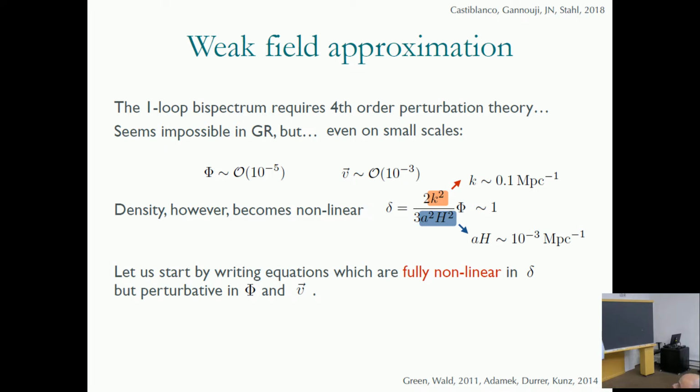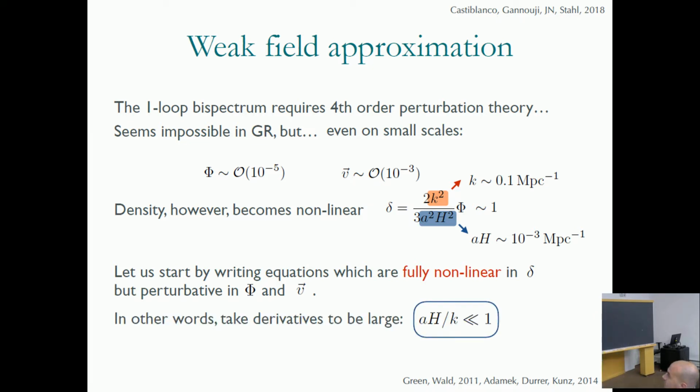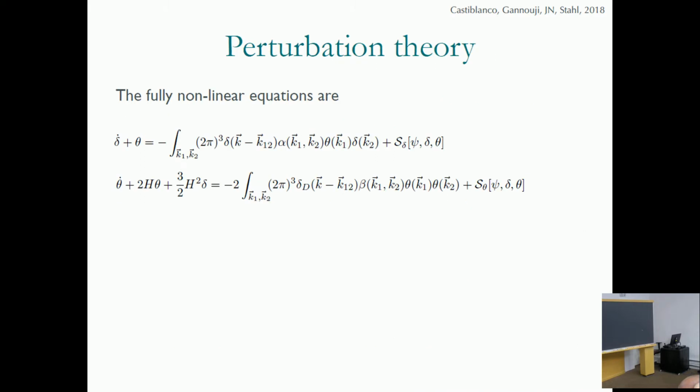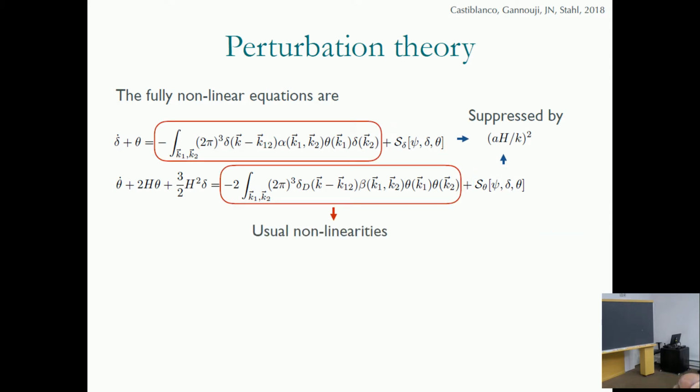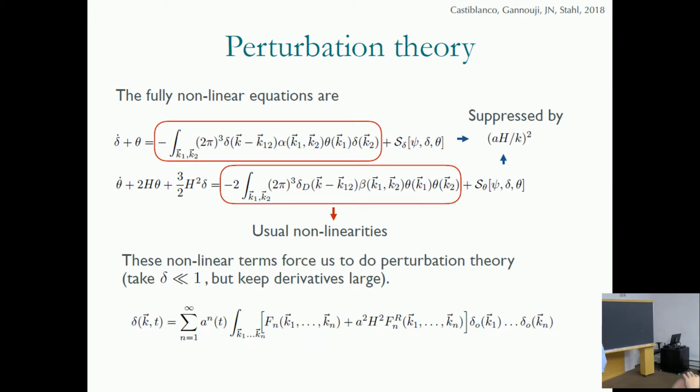Okay? So now we can write equations which are fully nonlinear in delta, but perturbative in this, using the so-called weak field approximation. In other words, we take derivatives to be large, and then you can write the equations, because Einstein's equations have a finite number of derivatives. So you can write the fully nonlinear equations in the weak field approximation and simply solve. In the end, you get some relativistic nonlinear kernels. I didn't write them, they are longish, but they are not 1 page long, only like 3 lines. And of course, you get the usual Newtonian nonlinearities.